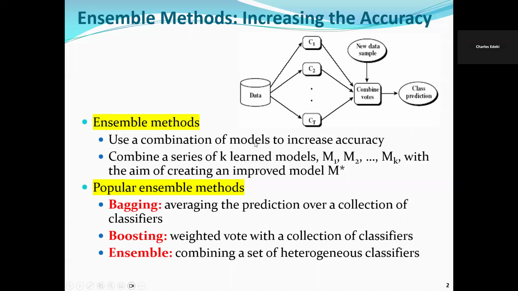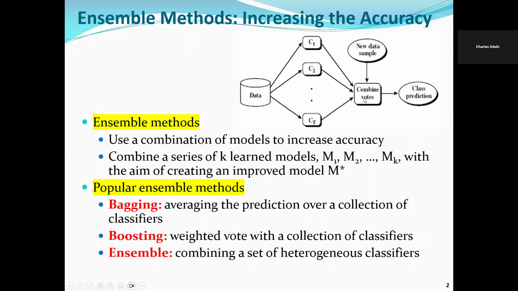So that's the main goal again. We use a combination of models to increase accuracy. Example here, let's say we have a data set from this diagram, a training data set. What we do is break this training data set into, let's say, 10 sub-training data sets. I'm going to use the terms C1 to CT. We use the training data sets to create each model, C1 up to CT.